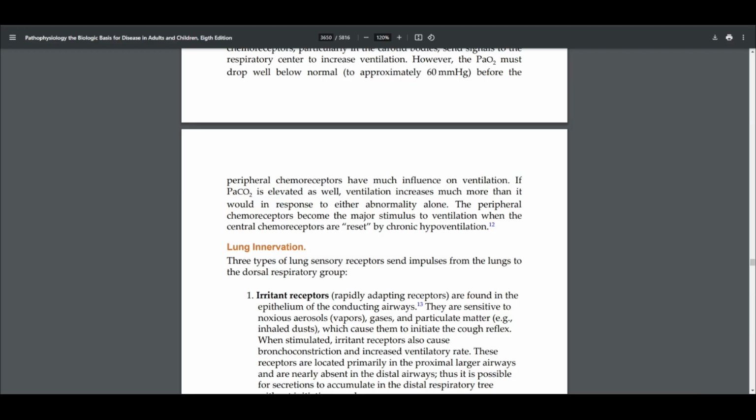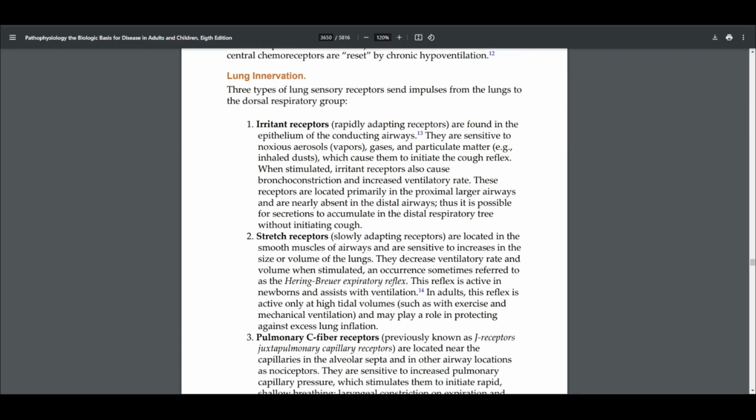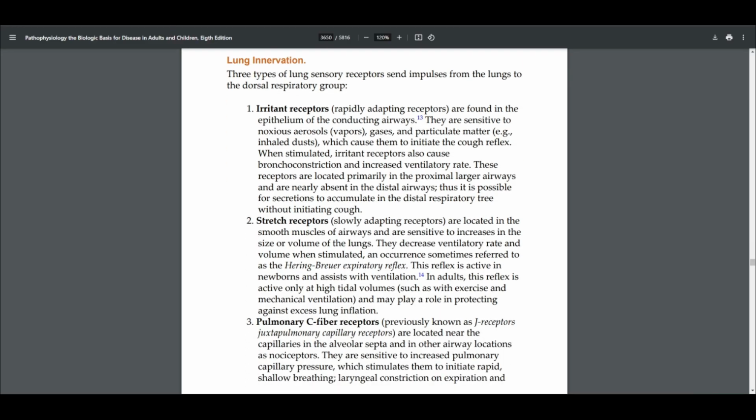The peripheral chemoreceptors become the major stimulus to ventilation when the central chemoreceptors are reset by chronic hypoventilation. So, your lung innervation. Three types of lung sensory receptors send impulses from the lungs to the dorsal respiratory group.